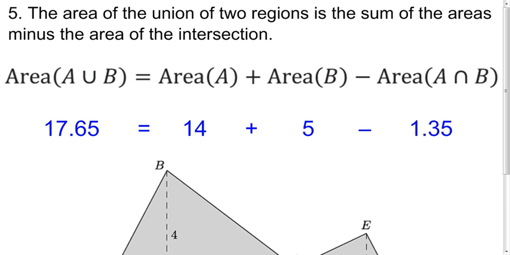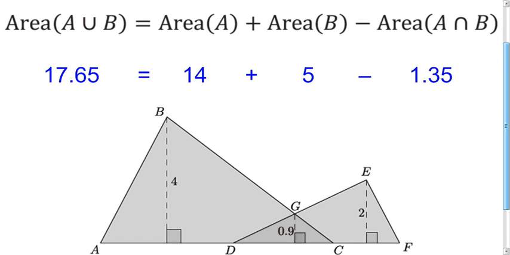So one way to think about the area of the union of two shapes, it's the area of each one minus the area of the intersection. That's exactly what we did to solve this problem before. We saw that the area was this number, and we got that by adding the 14 and 5 and subtracting 1.35, which is the overlap. So we really used this formula. We just did it with numbers before.